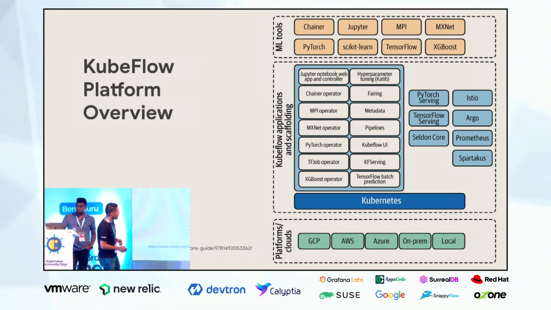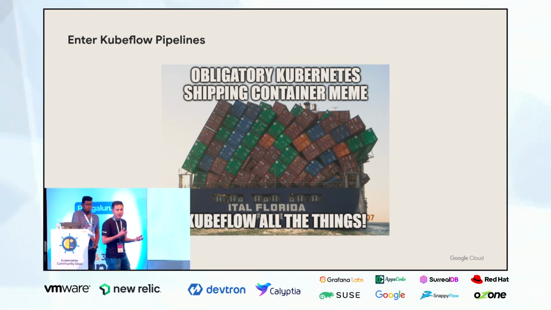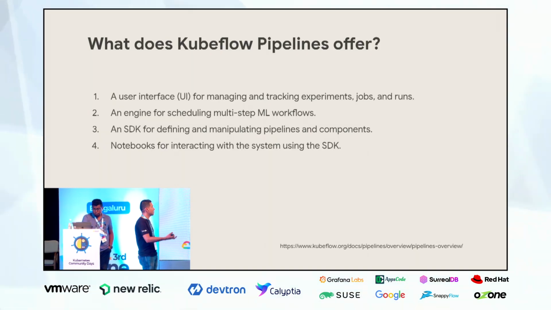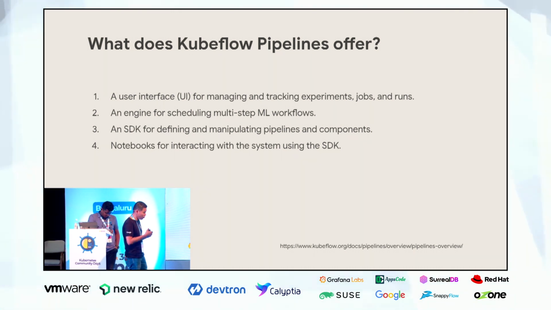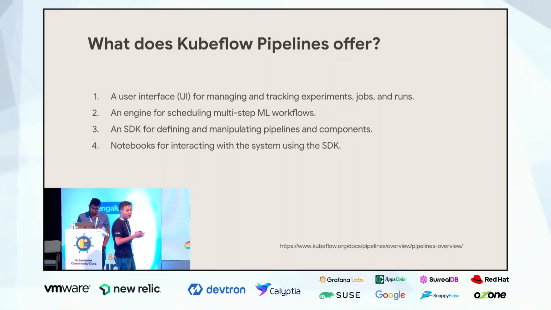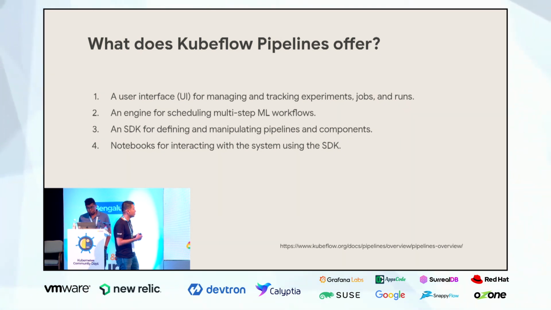So now enters Kubeflow Pipelines. Obviously, that's where we would work around and build these pipelines, build these ML solutions. Now, what does Kubeflow Pipelines offer? It offers a UI for managing and tracking your experiments, your runs and jobs. It offers an engine for scheduling your ML workflows. It also has an SDK for defining and manipulating these pipeline components. And then you have a notebook interface for interacting with the system using the SDK.